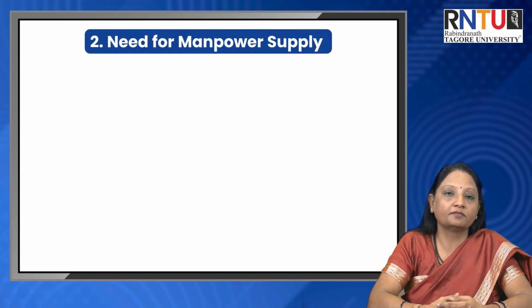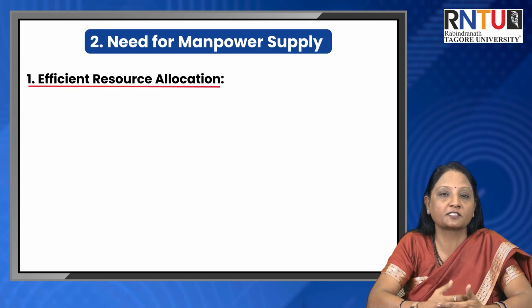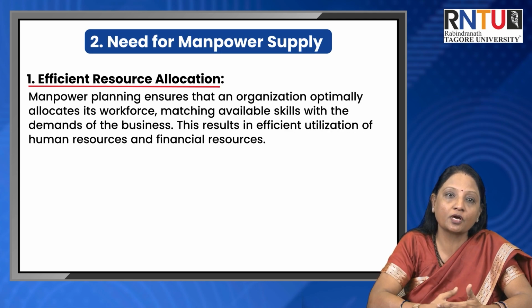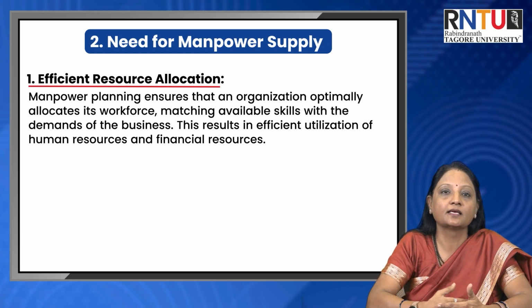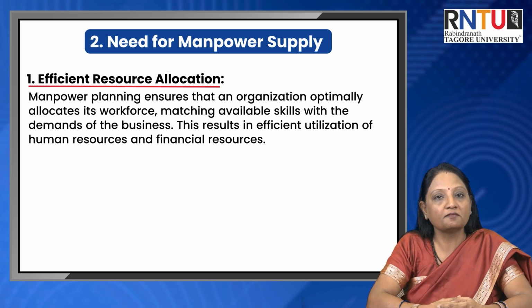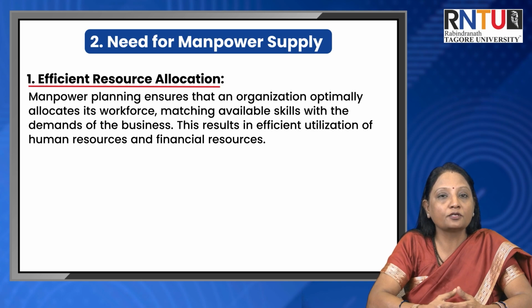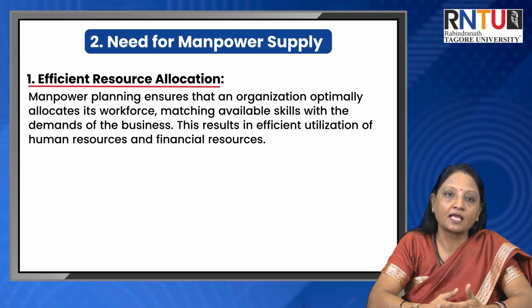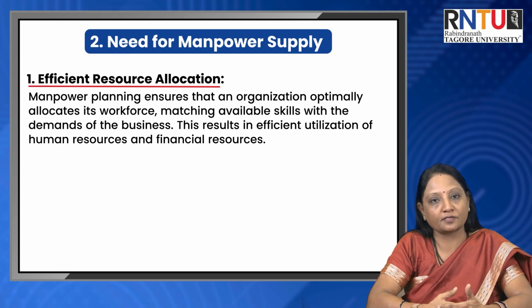We'll begin with the need of manpower supply. The first need is efficient resource allocation. Manpower planning ensures that an organization optimally allocates its workforce, matching available skills with the demands of the business. This results in efficient utilization of human resources and financial resources also.